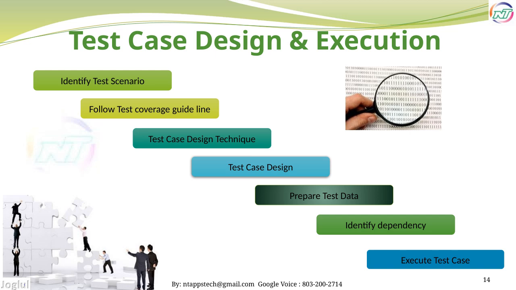Visuals like the magnifying glass over the binary code highlight the focus on detailed inspection and precision, while the team building the puzzle represents how testing is a collaborative effort, piecing together different components to form a complete quality product. This combination of careful planning, execution, and teamwork ensures that testing not only finds defects, but also helps improve the overall product quality in line with agile principles, supporting iterative delivery and continuous improvement.